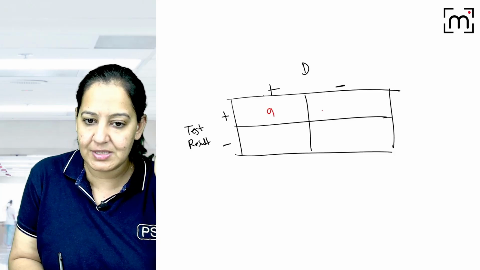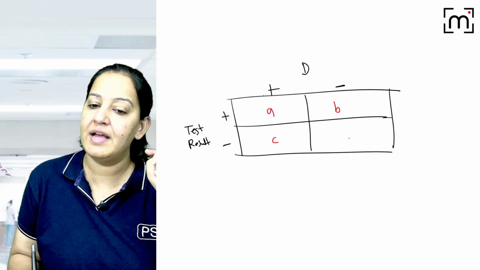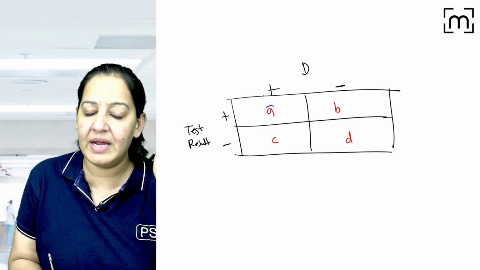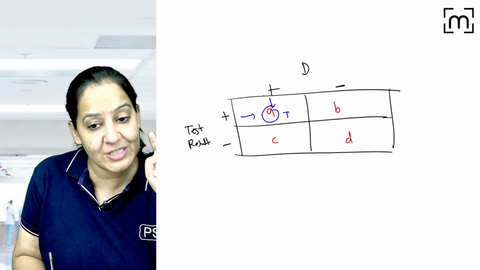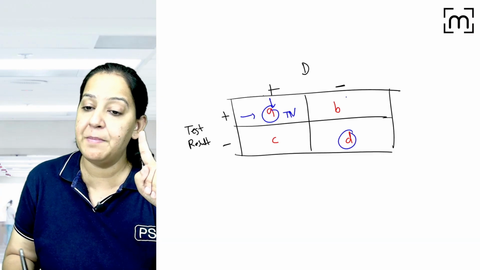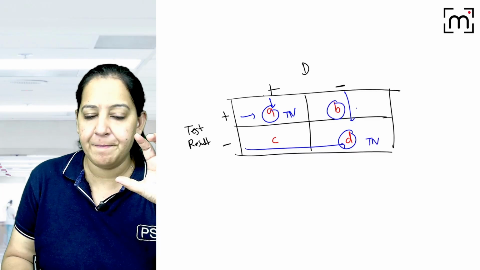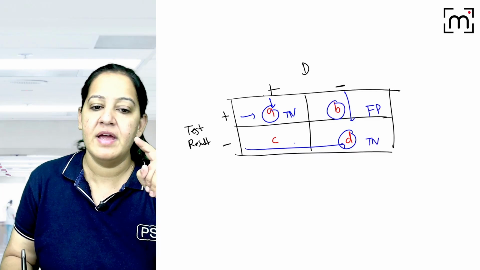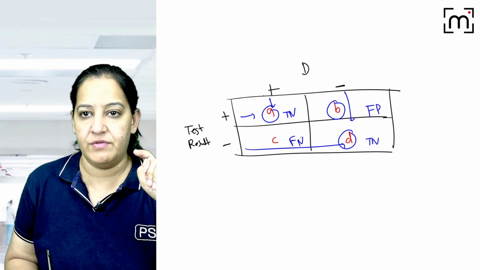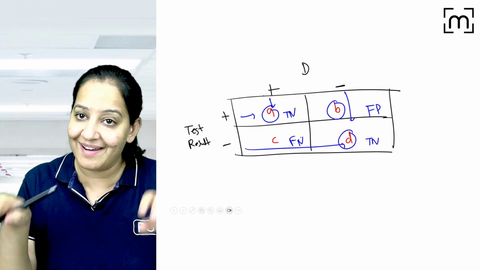Then say A, B, C, D. So this is A, this is B, this is C, this is D. Always remember in A both should be positive. It's true positive. Always remember in D both should be negative. It's true negative. And B is false positive and C is false negative. If you can understand, it's good. If you can't understand, learn it.